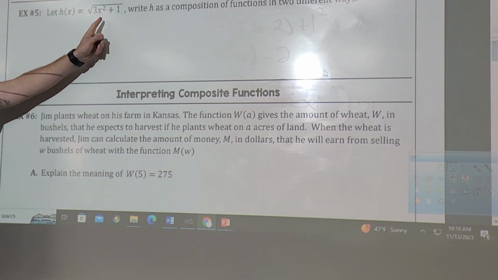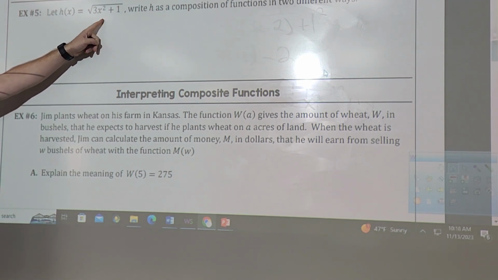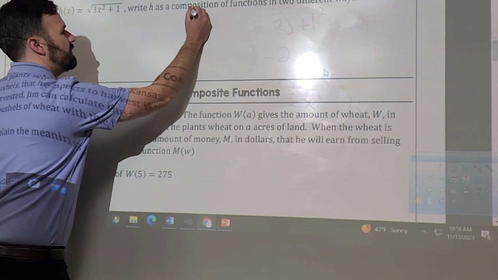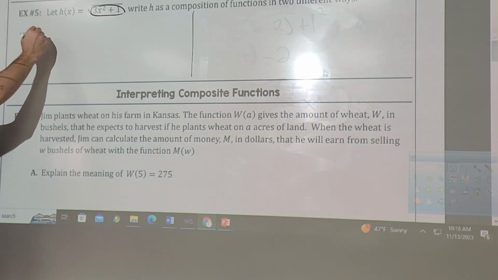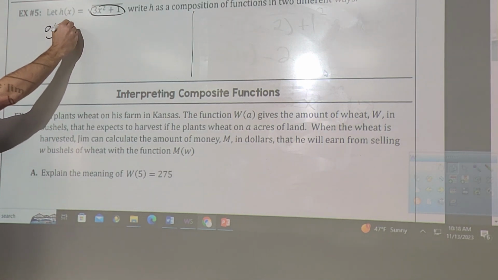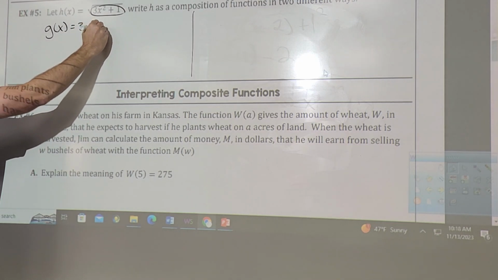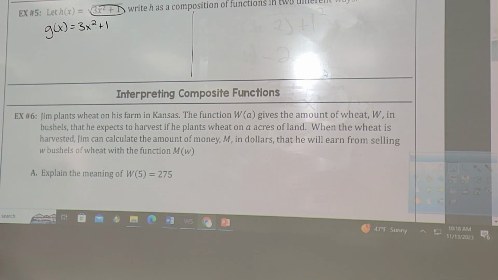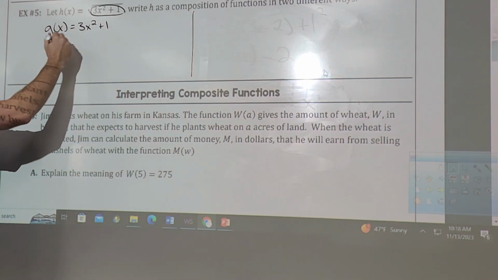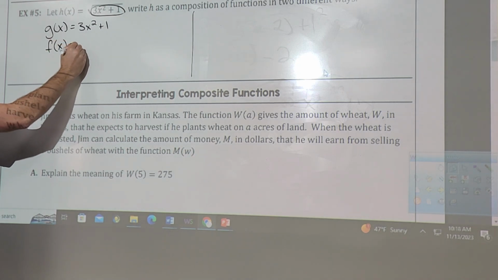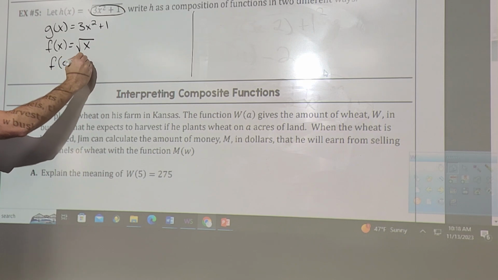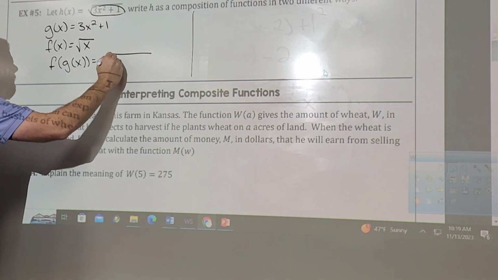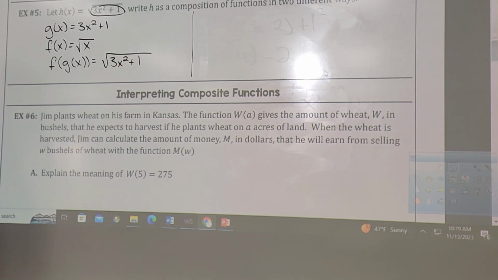All right. Can I rewrite this as a composition of two different functions? All right, so what's my inside function? I'm going to call g of x is 3x squared plus 1, right? I'm going to use g. Could I call it f of x? It doesn't matter. I'm just going to make it my inside one. And then what's my outside function? Square root of x. So does f of g of x equal this thing? Yeah. That's one way to do it.